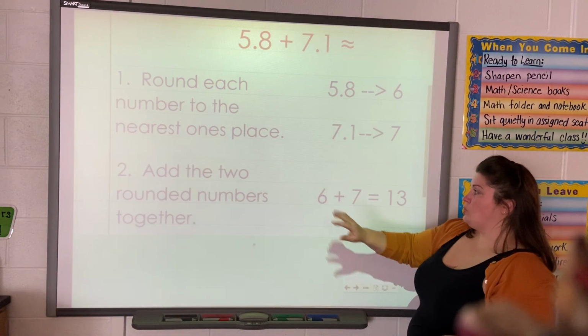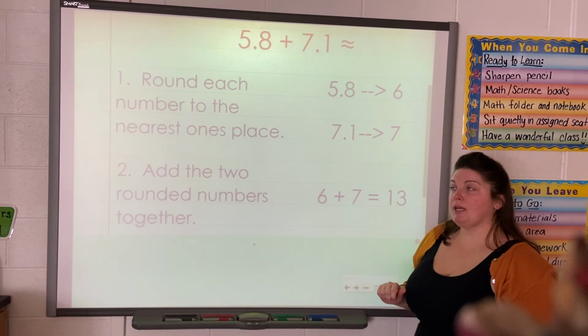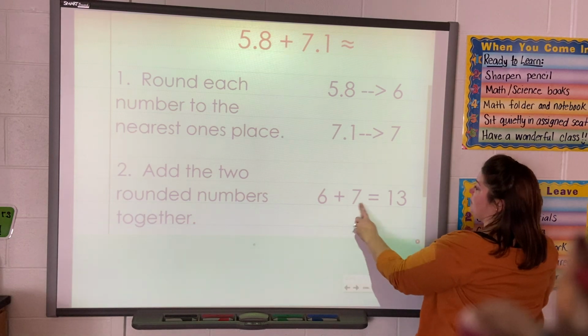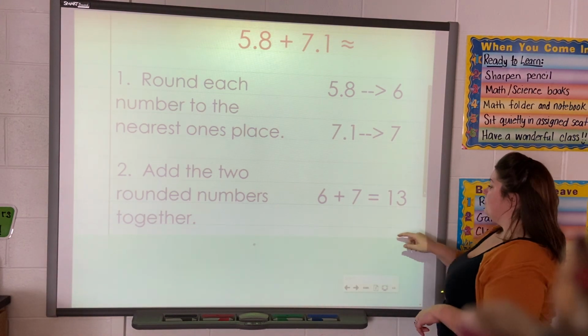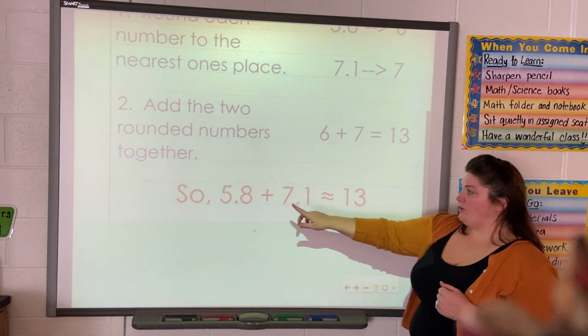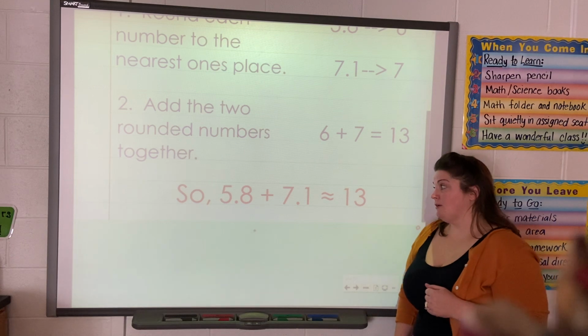Now we need to take those two rounded numbers, 6 and 7, and add them together since we're finding an estimate with addition. So 6 plus 7 equals 13. So 5 8/10 plus 7 1/10 is about 13.